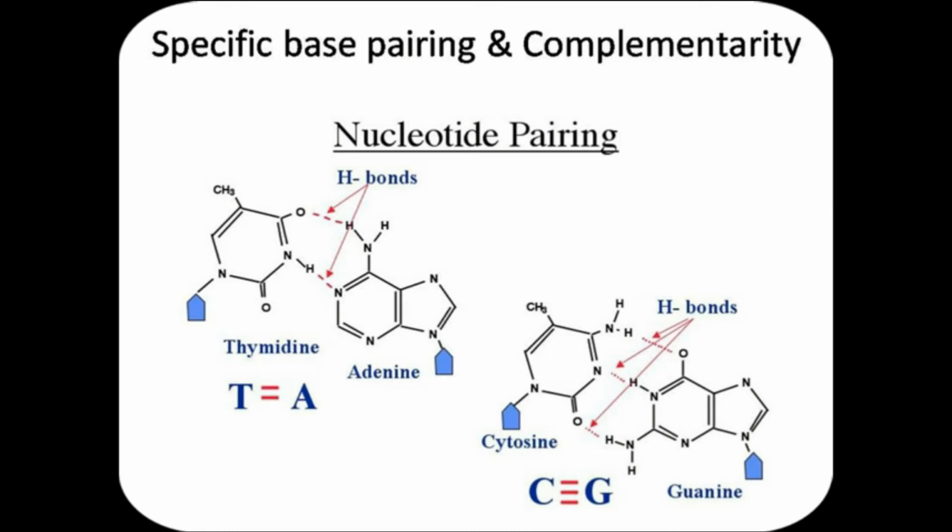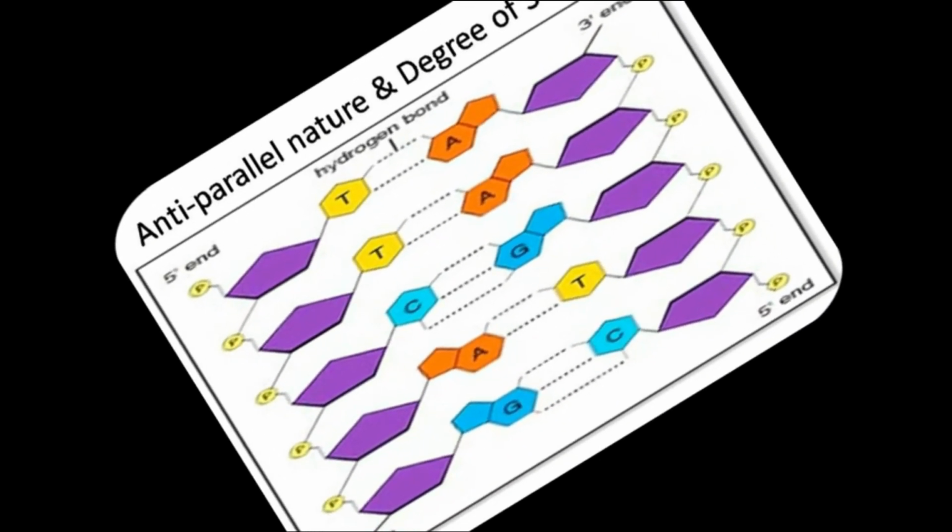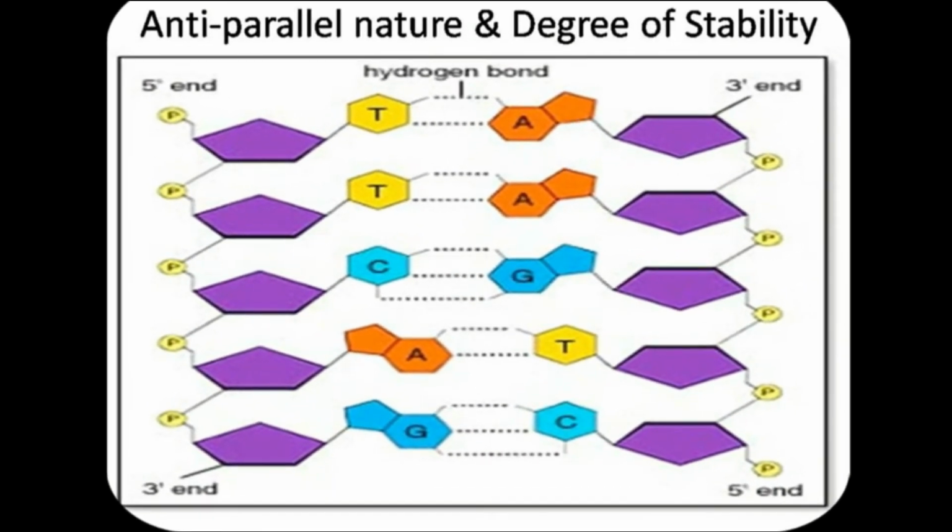So now the sequence of the other strand can also be identified. So that is complementarity. And the third one is antiparallel nature. So what is an antiparallel nature? For example, we can see the arrangement of nucleotides.